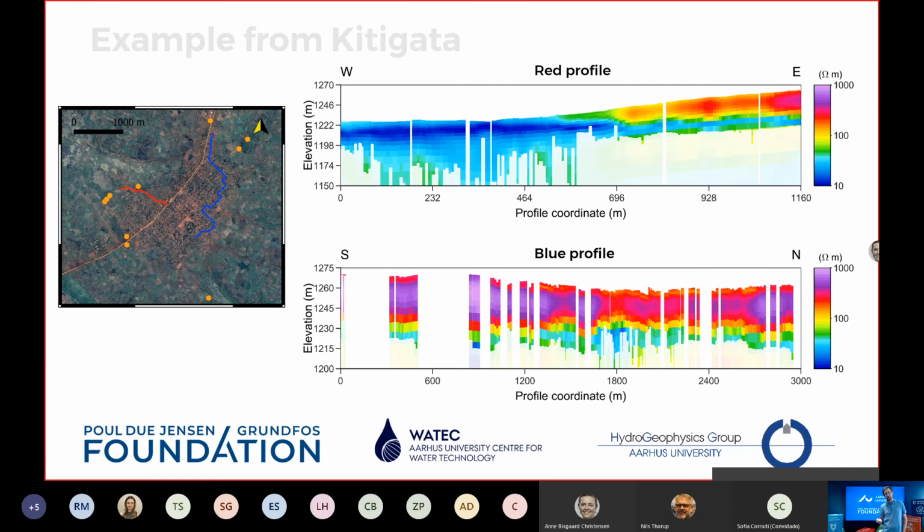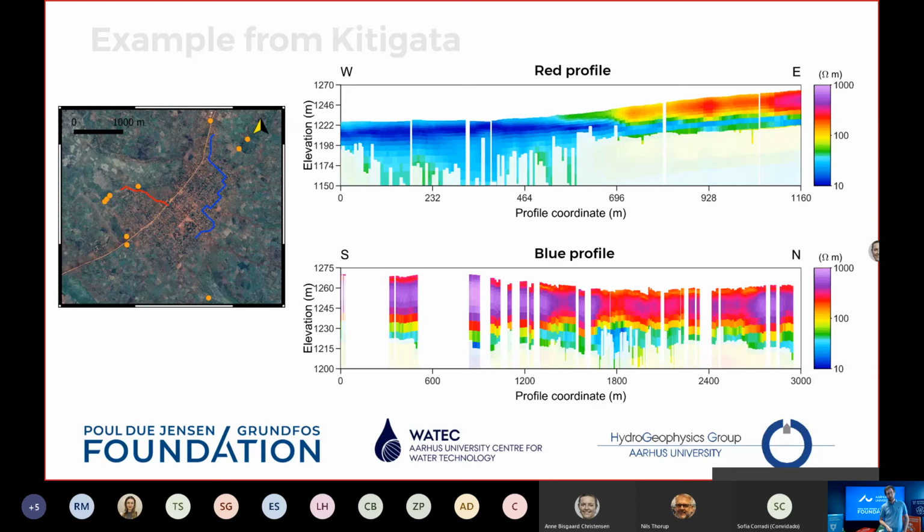And the location at which this blue unit is intercepting the ground surface happens to coincide with the location of those springs. So it's starting to build out this interpretation that on the top of this blue unit, you have an unconfined aquifer system that, when the elevation's dropping, is intercepting the surface and producing these kinds of springs.